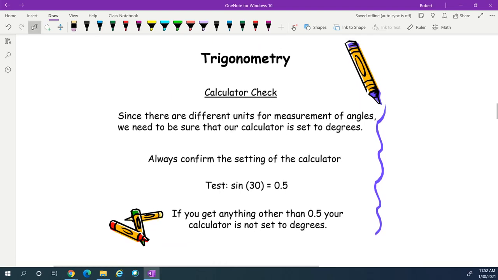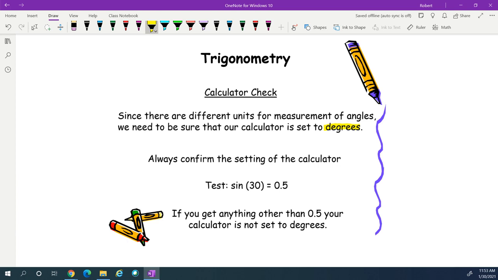Next is we want to grab our calculator, and there's a few things. For our purposes at our level, we are going to do everything in degrees. So you need to make sure that your calculator is set to degrees. One way to test it is to do the sine of 30, and your answer should be 0.5.